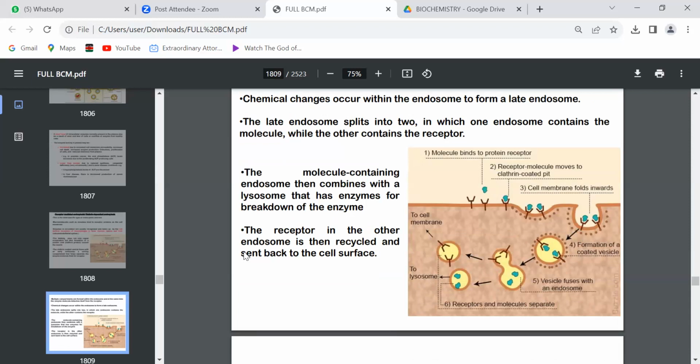So the molecule in this case is the enzyme you are trying to clear from the plasma. It will bind to the receptor. The molecule binds to the protein receptor. Then it moves to the clathrin-coated pit. Then the cell membrane folds inwards. They are endocytosed and form a vesicle. Then the vesicle fuses with an endosome. Then it splits, so that part of the cell membrane is recycled back to the membrane, and the enzymes are degraded.